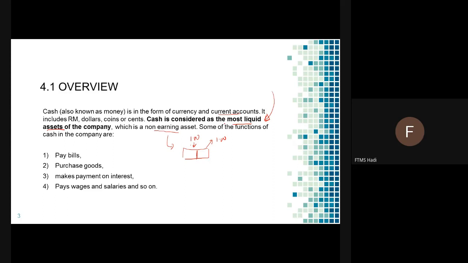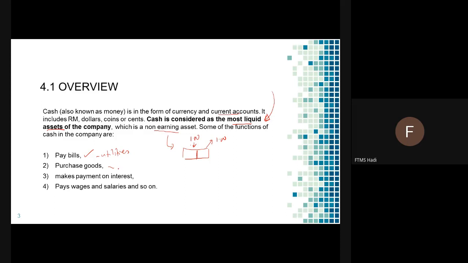Some of the functions of cash in the company are, the first one, cash is used by the company to pay bills. What kind of bills? Many bills, like utilities, water bill, internet, and so many bills that need to be paid monthly sometimes. The second one, purchase goods. Definitely, if the company wants to buy stationery or groceries, food, whatsoever, any products and services they purchase definitely use money.